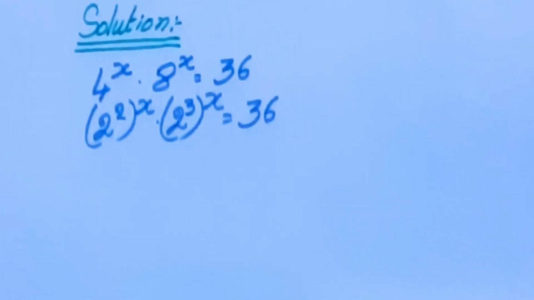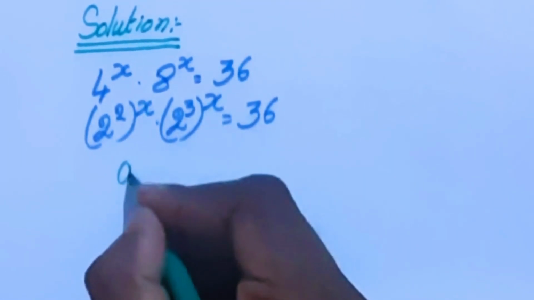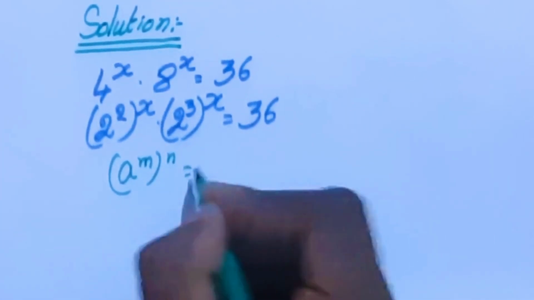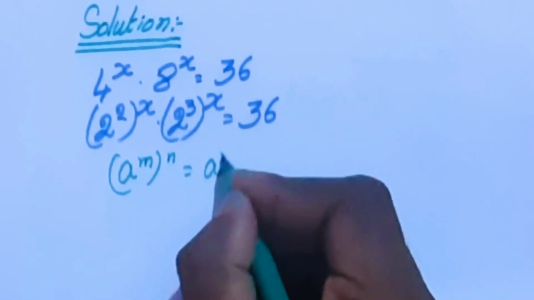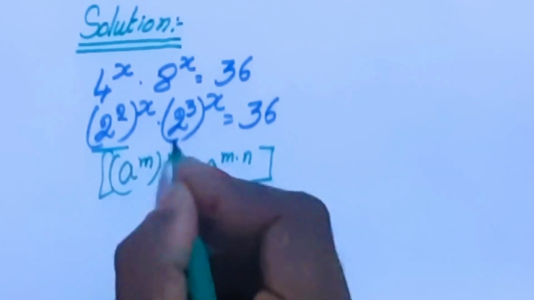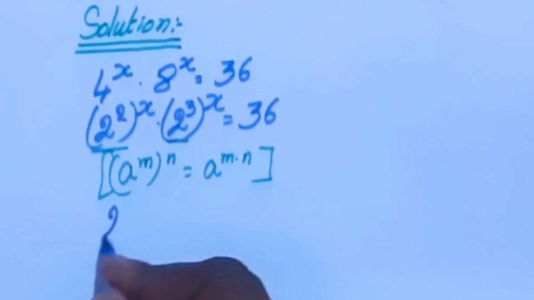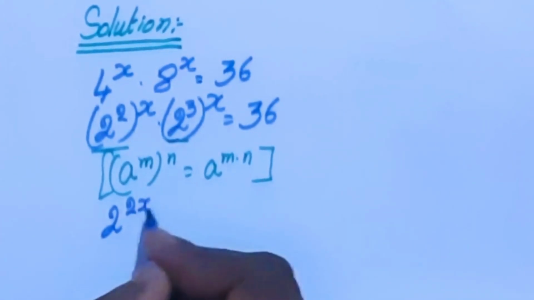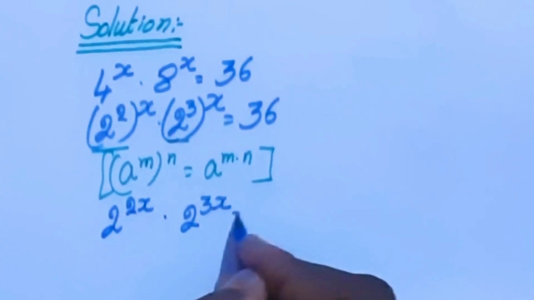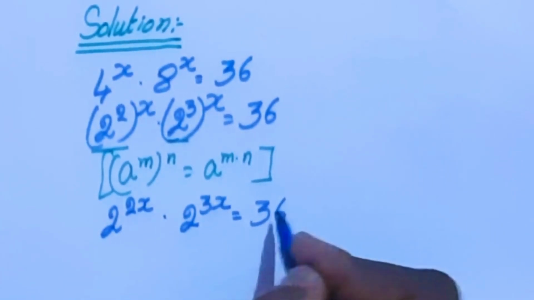Now we are going to apply this exponent identity that (a power m) power n equal to a power m times n. This exponent identity we are going to apply here and here. 2 power 2x times 2 power 3x equal to 36.